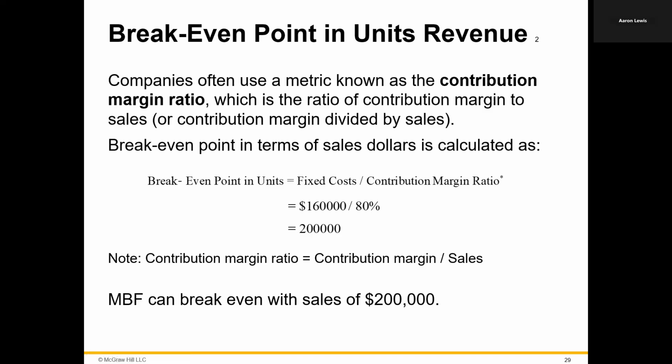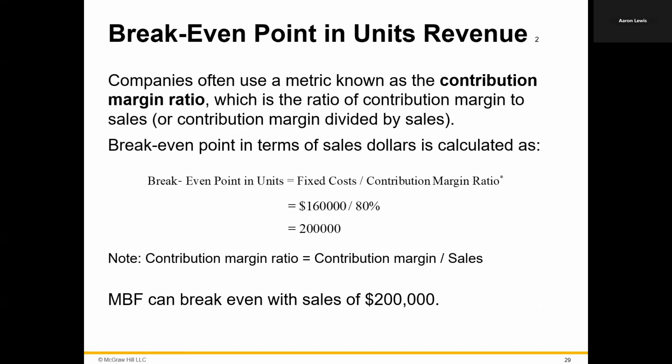If we generate $200,000 in revenue, we have enough to cover our fixed costs, leaving us $160,000 in margin, which is 80% of that $200,000. And that covers our fixed costs exactly, giving us a total operating income of zero, our break-even point.